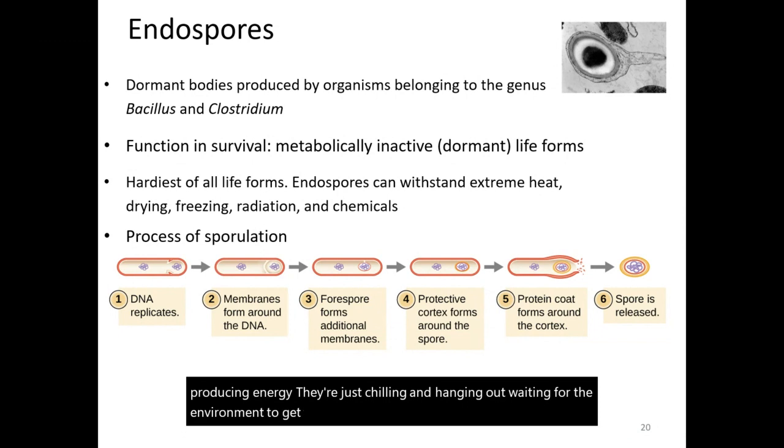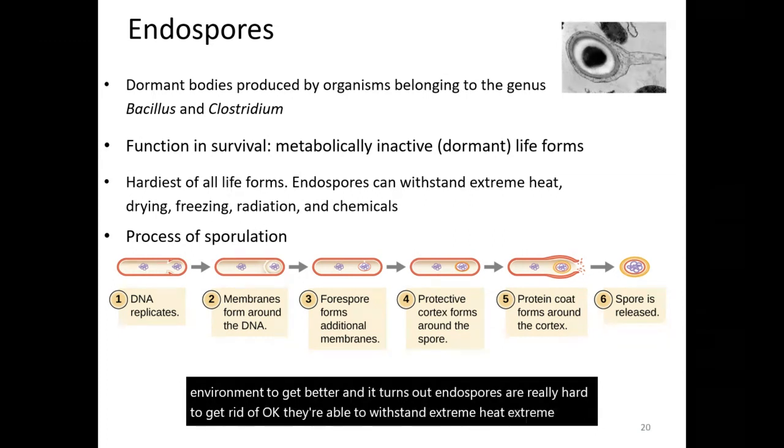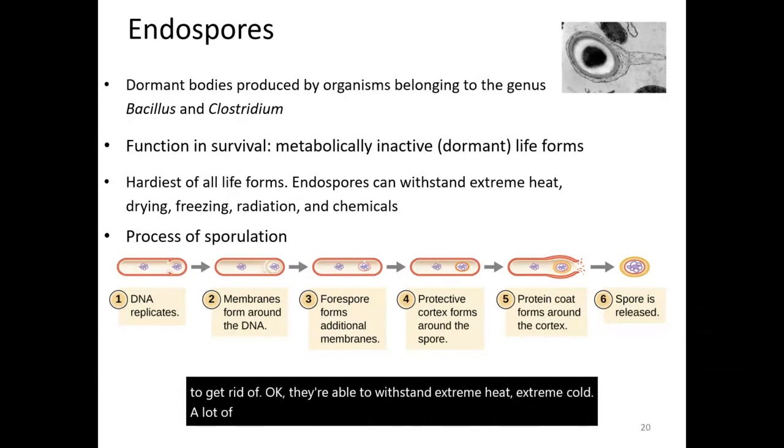And it turns out endospores are really hard to get rid of. They're able to withstand extreme heat, extreme cold, a lot of chemicals, radiation. They're very, very durable. And endospores are actually why it's really hard for us to achieve sterilization of an environment. When we say an environment is sterile, that means we've removed all forms of life, microbial, that is. And that's really hard to do because endospores are so hard to eliminate.